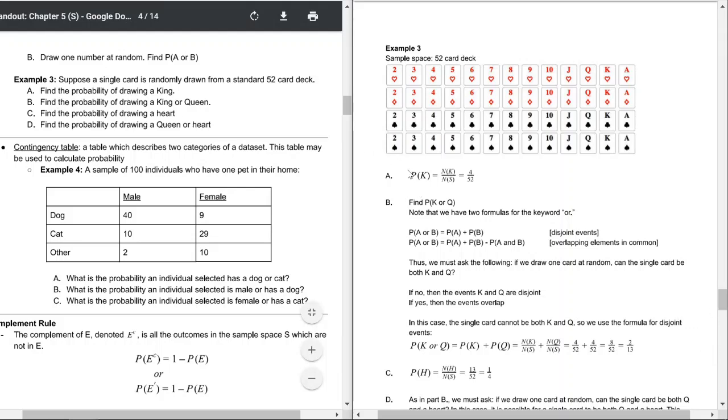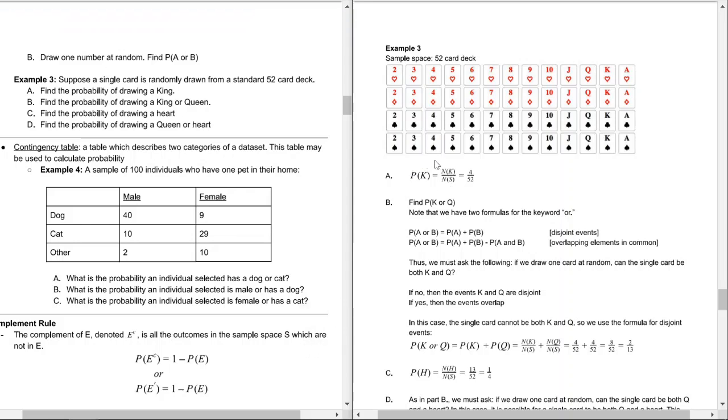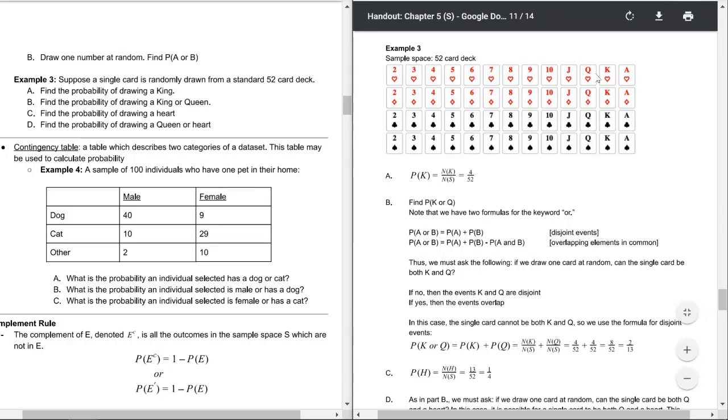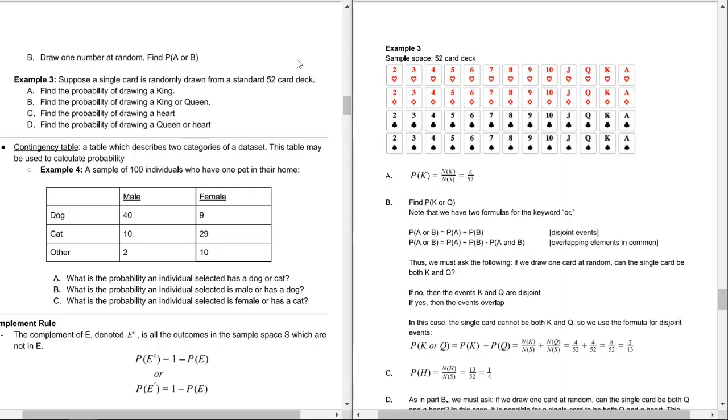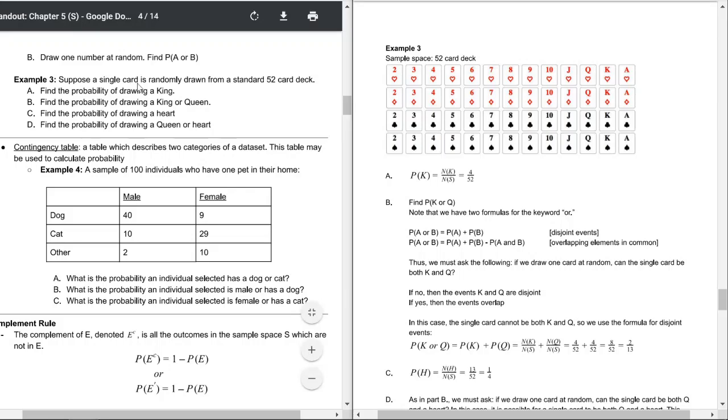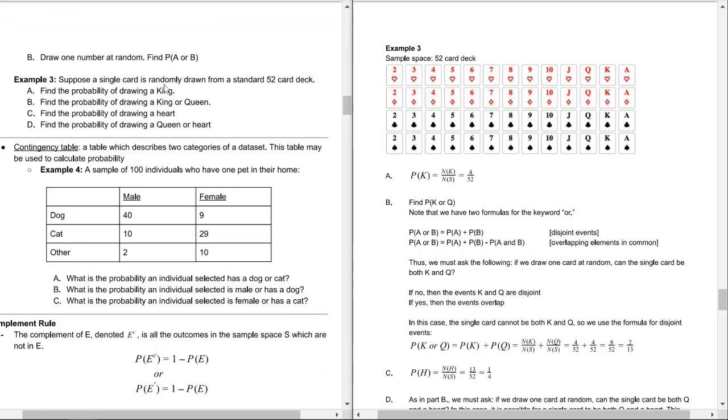So here, notice that we're using the classical rule here, the number of kings over the number in the sample space. And the reason why is because imagine if all these cards are flipped face down and you shuffle them all on the table, you select one card at random. That's the experiment here. Suppose a single card is drawn at random. Each one of those cards is equally likely to be selected. And that's the key for the classical rule.